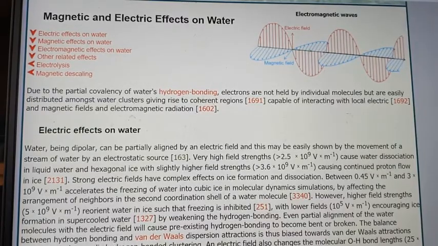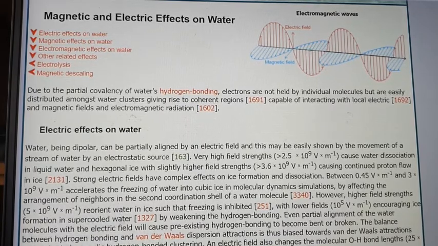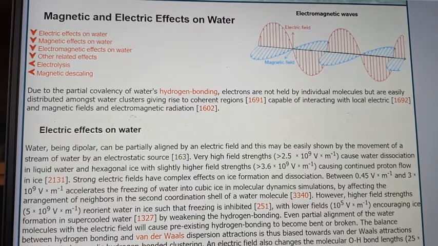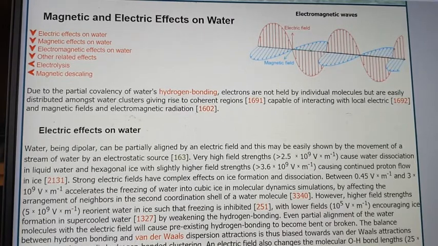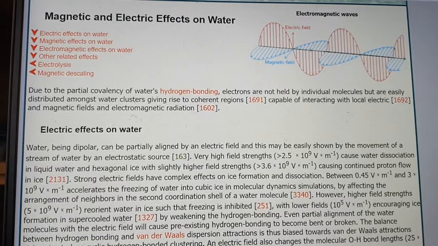This is talking about magnetic and electric effects on water. So this is from the London South Bank University. All right, so I'm just going to read this out. Due to the partial covalency of water's hydrogen bonding, electrons are not held by individual molecules, but are easily distributed amongst water clusters, giving rise to coherent regions, capable of interacting with local electric and magnetic fields and electromagnetic radiation.